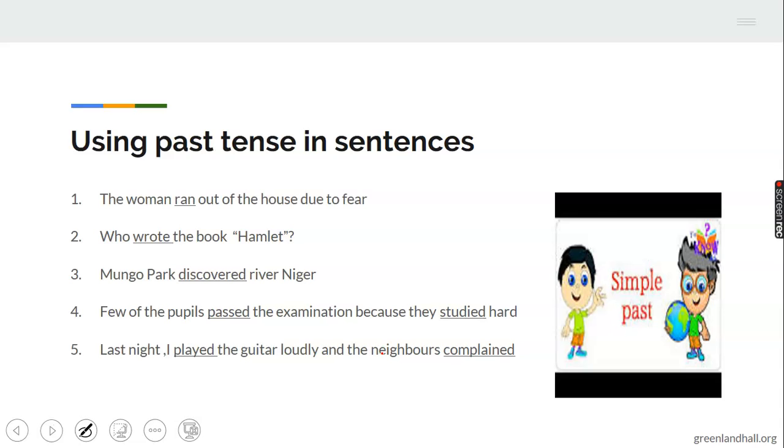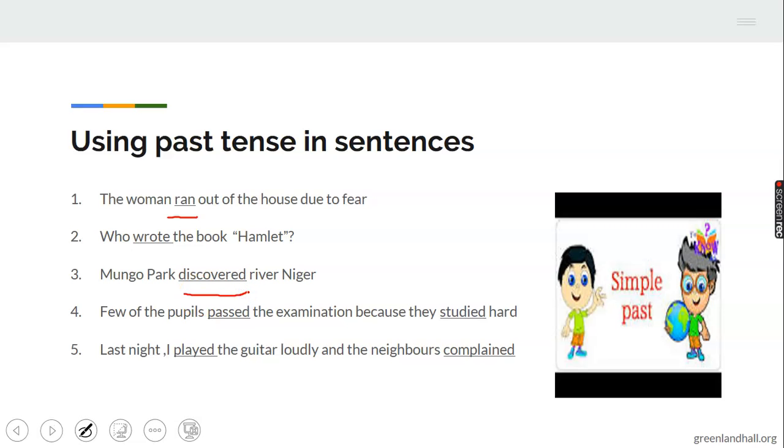We have, the woman ran out of the house due to fear. You can see I've underlined the word ran. The word ran there is the past tense. Then we have another sentence: who wrote the book? Hamlet. I've underlined the word wrote. That is the past tense used in that sentence. Then, Mungo Park discovered River Niger. Discovered is a verb and it's used in the past tense. That's why it's underlined.